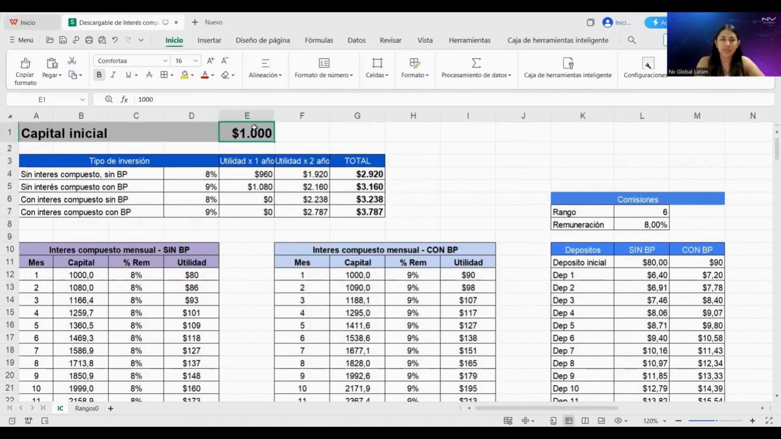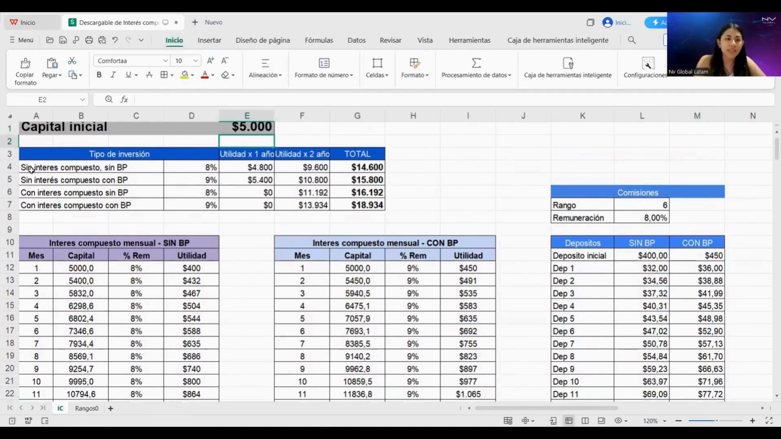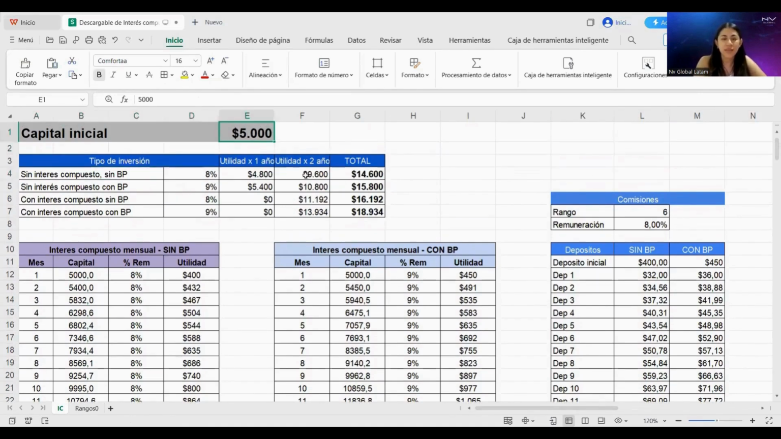So for example, the partner who has $5,000 without a business pack, without compound interest, without anything, after 2 years, those $5,000 will become $9,600, okay? That's what they'll have as profit. And after 2 years in total, meaning with their capital, the profit and everything, they'll have $14,600 after 2 years.